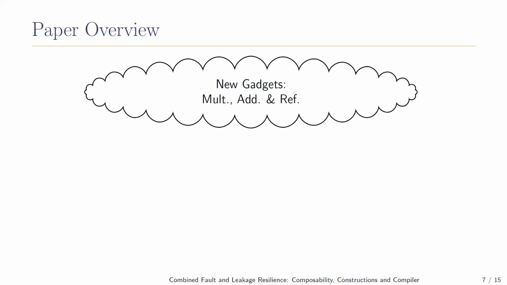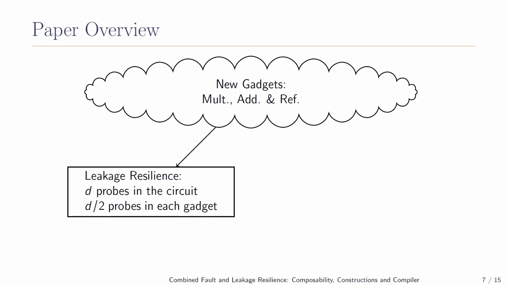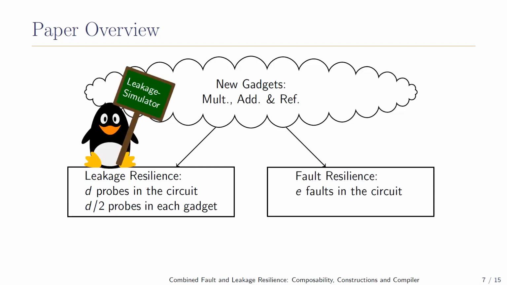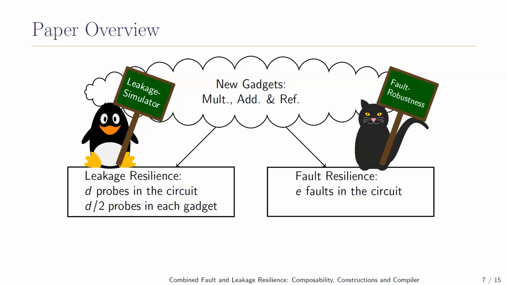Next I will give you an overview of our paper. As I said, we generate new gadgets. Then we prove that they are leakage resilient and fault resilient. The first one we do with classical leakage simulators. The second one we do with a new definition, fault robustness, which says that if a gadget gets invalid encodings as inputs and has some internal faults, it also outputs invalid encodings.